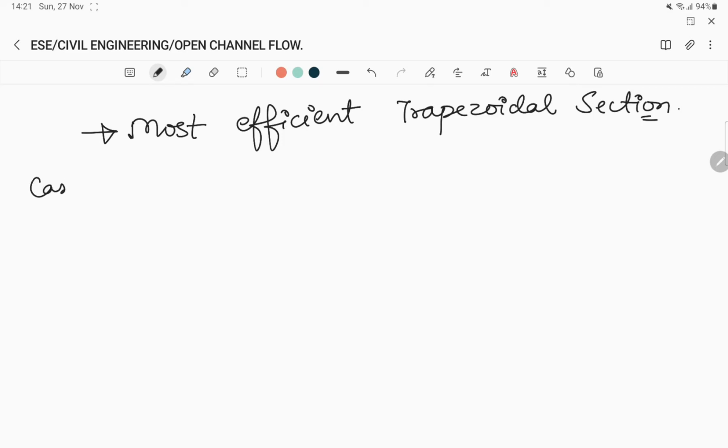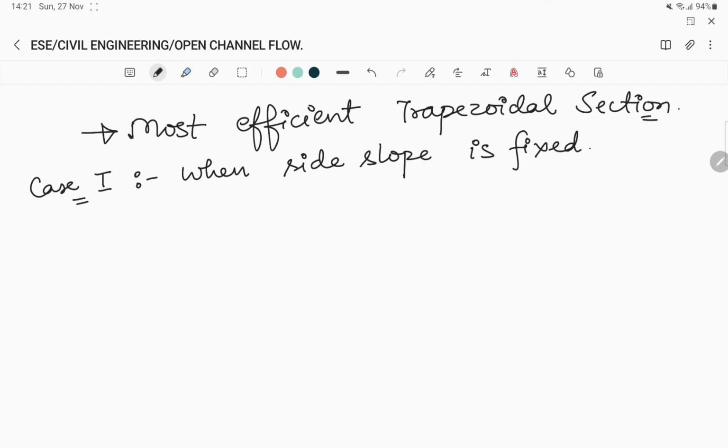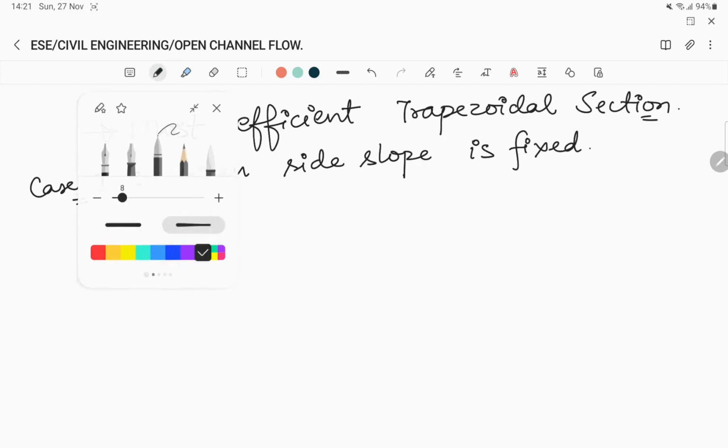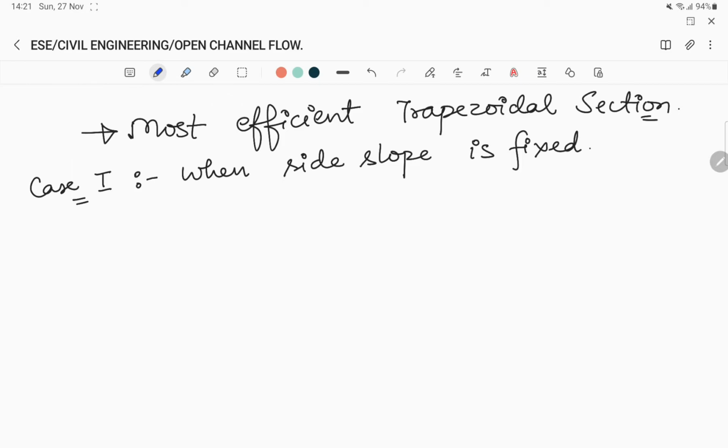So there are two cases with the trapezoidal section. One, when the side slope is fixed. So how to deal with this case? Let us first draw this diagram. This will be our trapezoidal section.